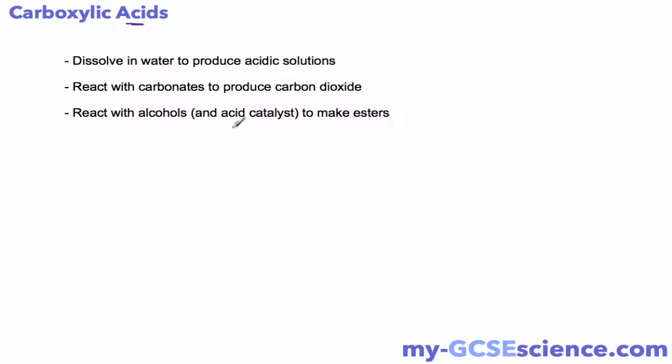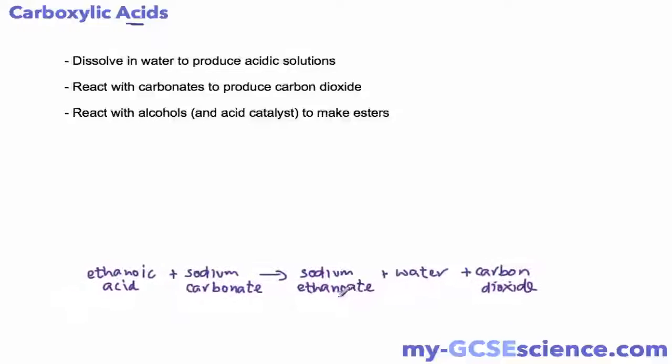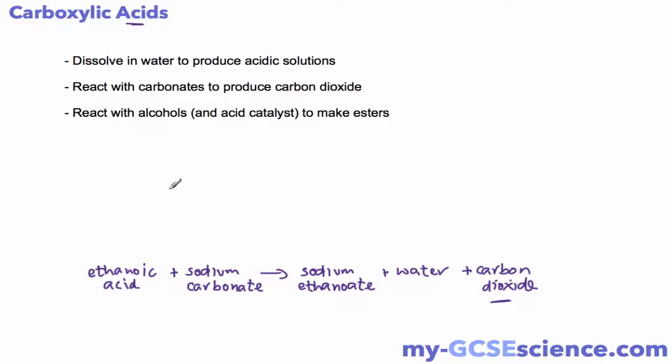They react with carbonates to produce carbon dioxide. Now, you don't need to remember any particular formulae for this. You certainly won't be asked to balance a formula that is a reaction between a carboxylic acid and a carbonate, but you might be shown one, and one looks a bit like this. So here's a reaction of ethanoic acid with sodium carbonate. Sodium carbonate is our carbonate. We get sodium ethanoate, our water, and carbon dioxide at the end there. So if we react our carboxylic acids with carbonates, we know for a fact we're going to produce a salt, but also carbon dioxide. The last one here is they react with alcohols.